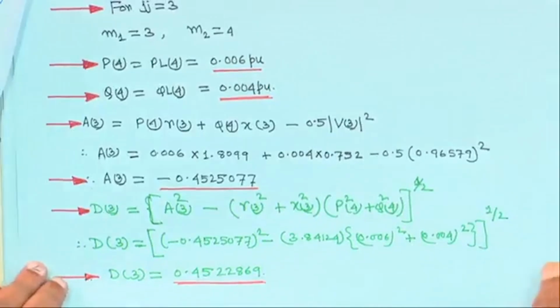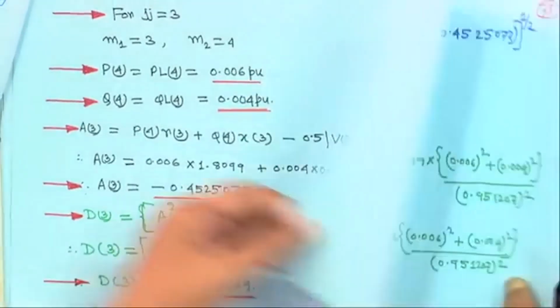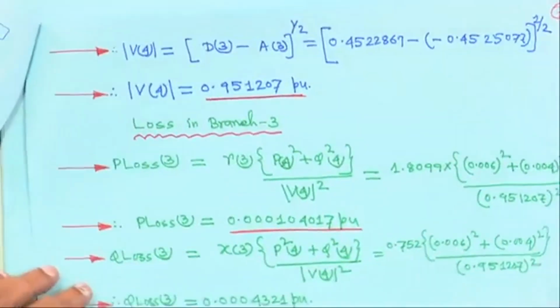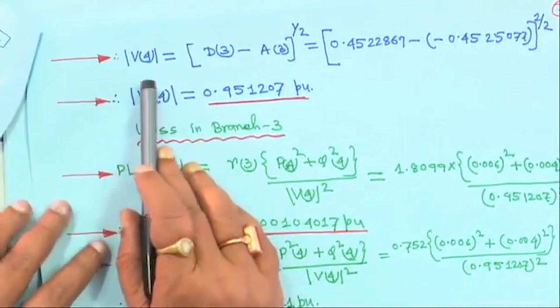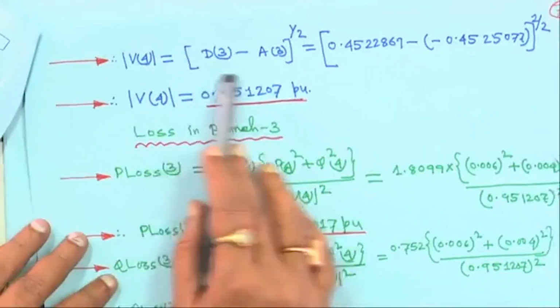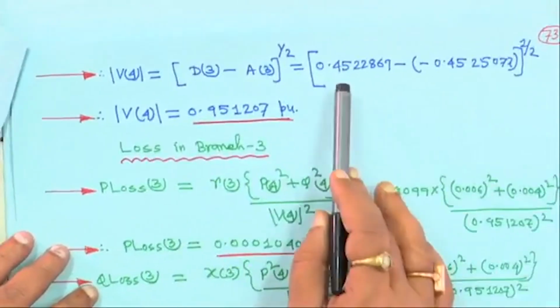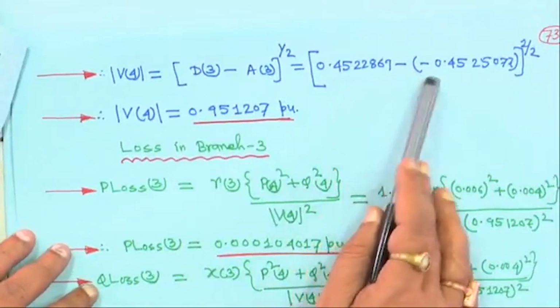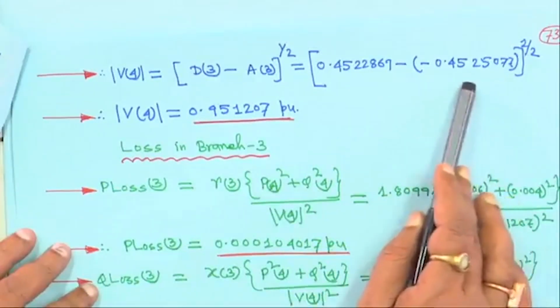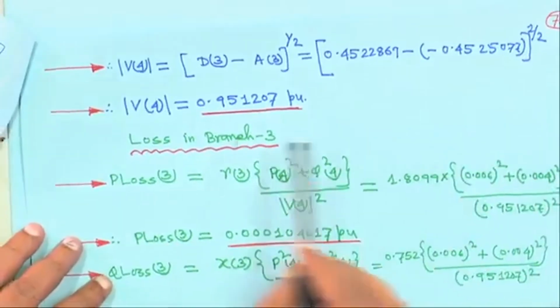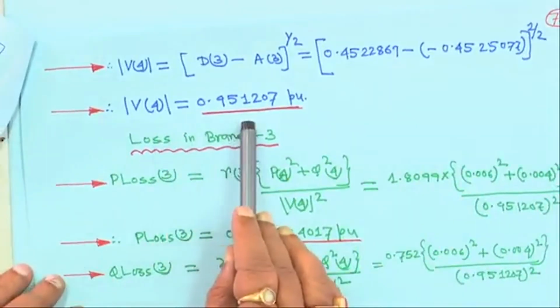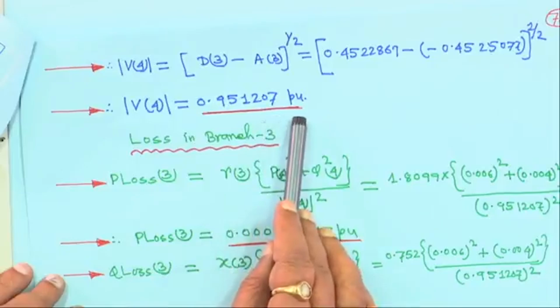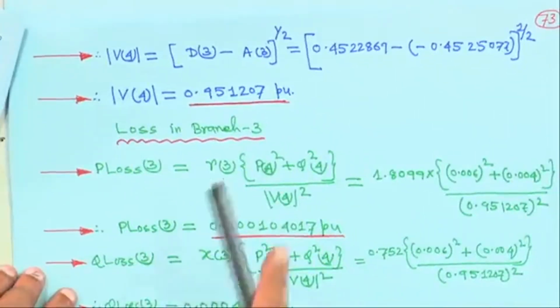You put all these values, that means magnitude of V4, from the expression of Vj, Vm2 is equal to Djj minus Ajj to the power half. So, 0.4522869 minus in bracket minus of 0.4525077, to the power half. So, magnitude of V4 is equal to 0.951207 per unit, right.